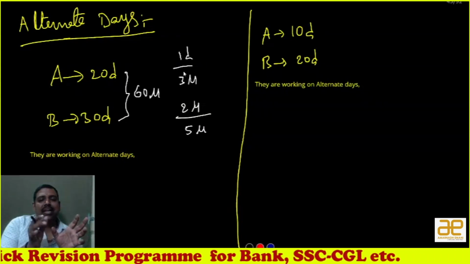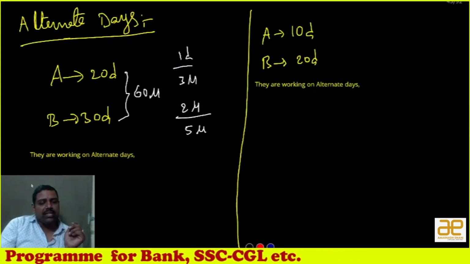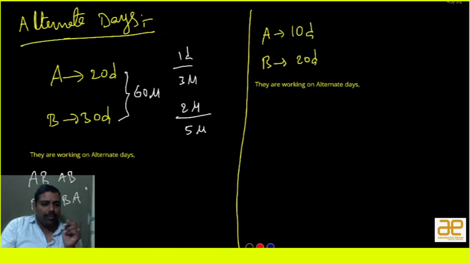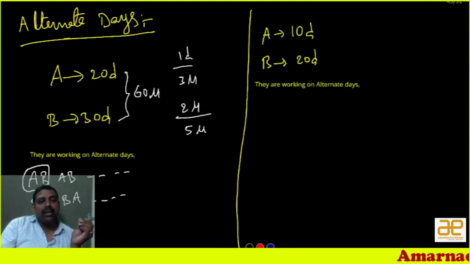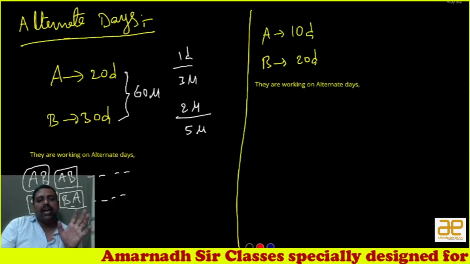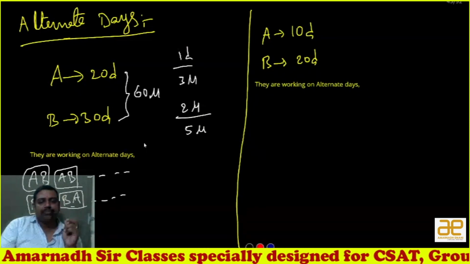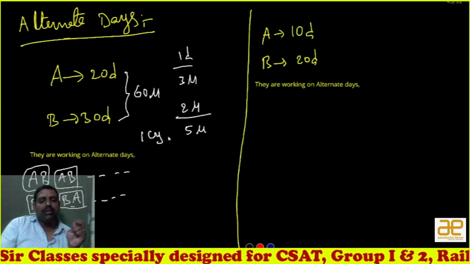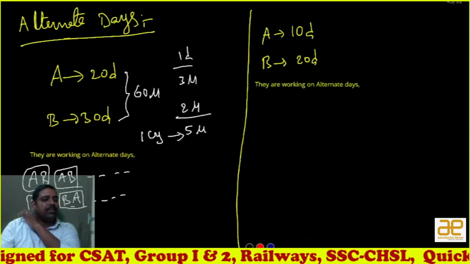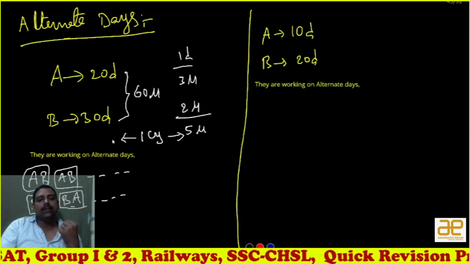That means that is a cycle. If A starts, it is AB. If B starts, it is BA. Here AB repeats, and in the second one BA repeats. Anyhow, AB or BA, I will call it a set or one cycle. In one cycle, 5 units will be completed. In the first cycle, A works the first day, B works the second day. That means one cycle is 2 days.